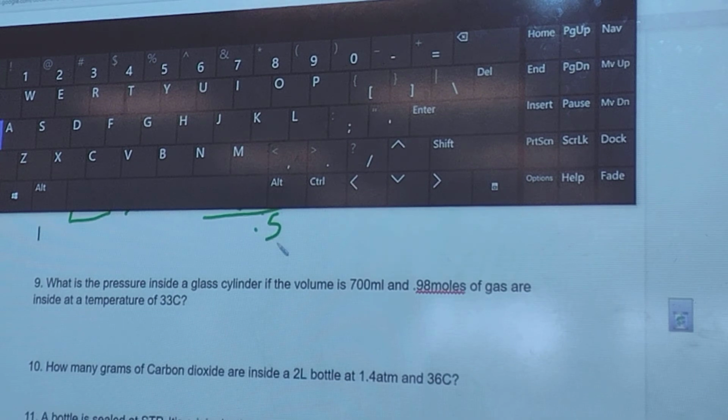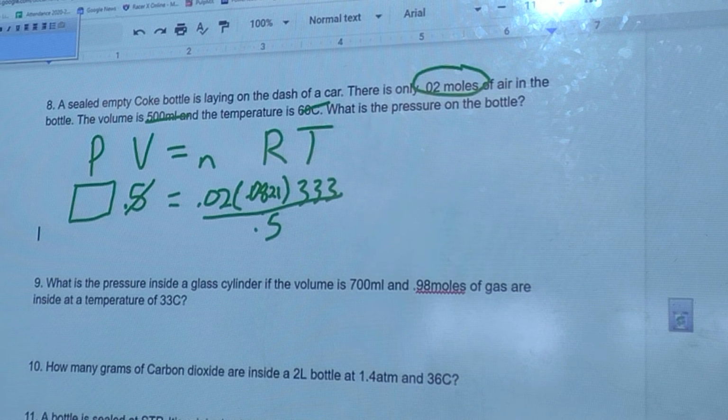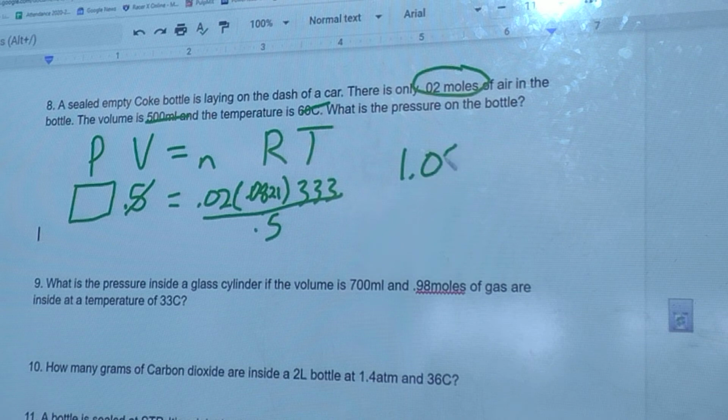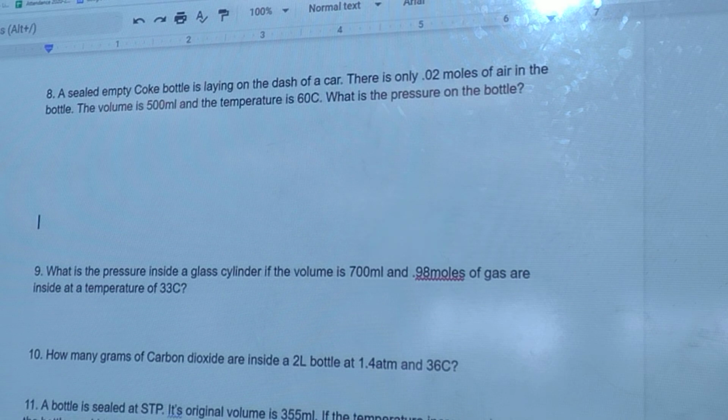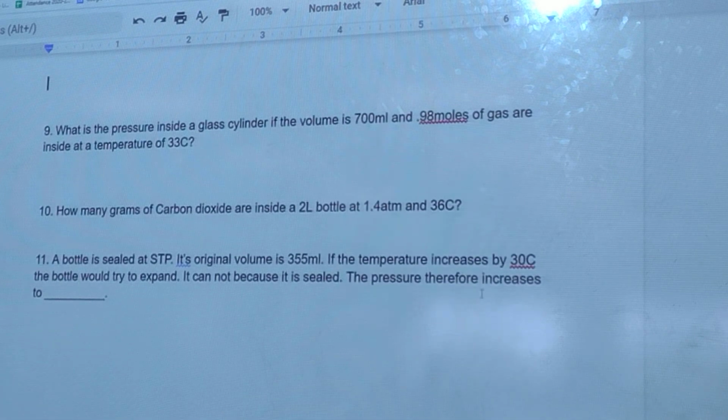Take my calculator. 0.02 times, why does this keep happening? This is frustrating me. 0.02 times 0.0821 times 333 divided by 0.5 equals 1.09. 1.09 atmospheres. All right, great. Let's keep rolling. This next problem.